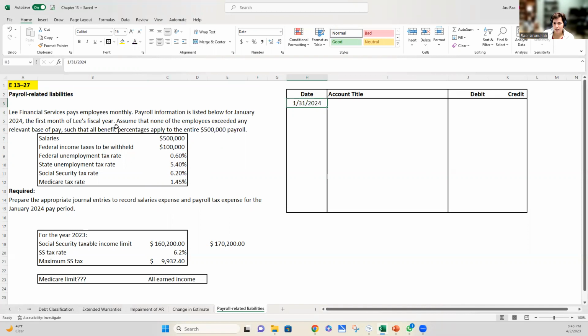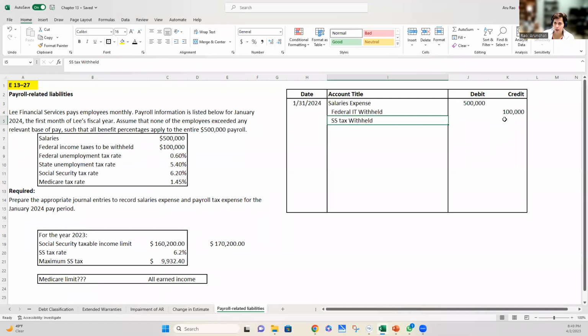January 31st, the end of the first month, my salaries expense is $500,000. That number was given to me over here. Now, of this $500,000, I'm not paying all of it to my employees, because first thing is they asked me to withhold federal income tax based on the W-4 form they had filled out, and that amount worked out to $100,000. That number is again given to me. The unemployment taxes are paid by the employer, not the employee. However, they have to pay these taxes. So I'm withholding that on their behalf.